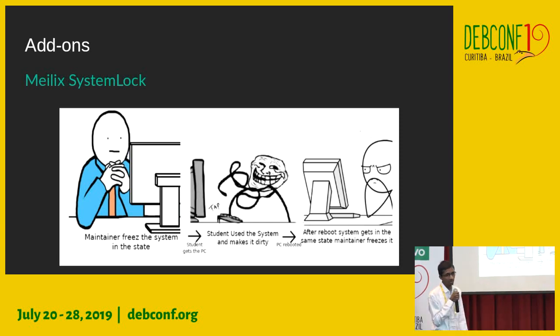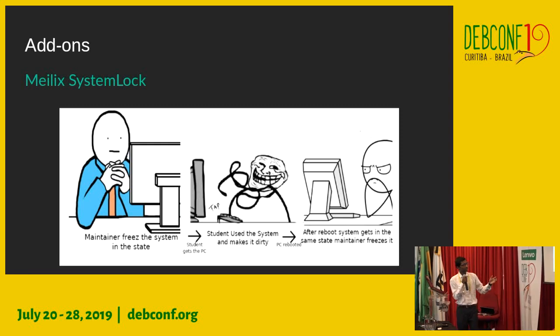But with Meilix system log, the person has to just activate Meilix system log before the students come for the class, and then the students use the system and make it dirty. All this person has to do is reboot the system. At the point when the person has activated the Meilix system log, the home directory gets frozen at that point, and when the lab instructor reboots the system, it gets restored to that particular freeze point. So they just need to restart the system.